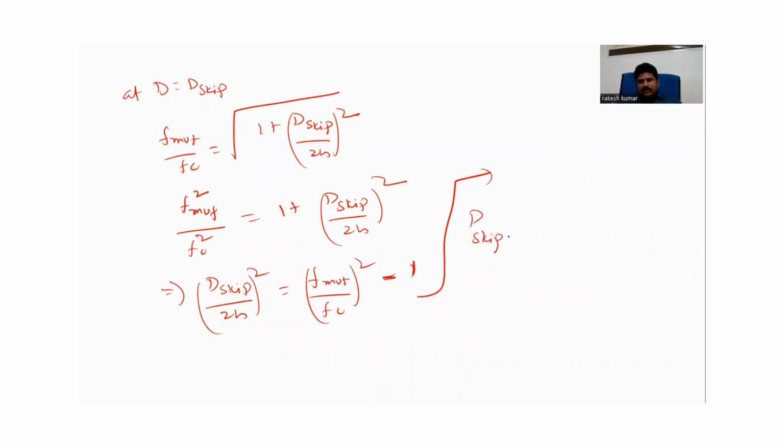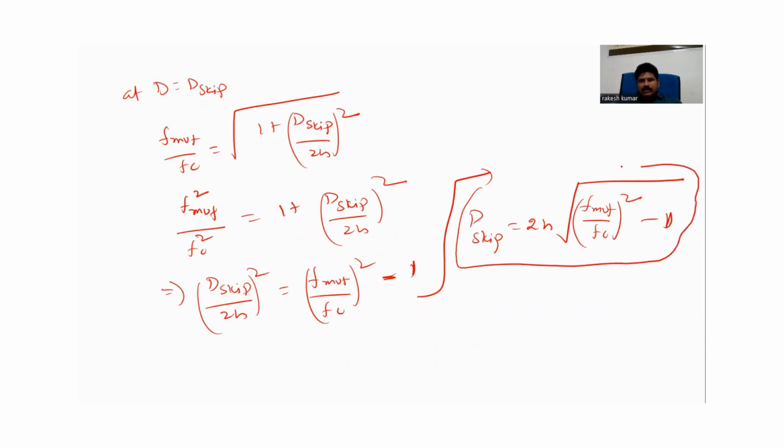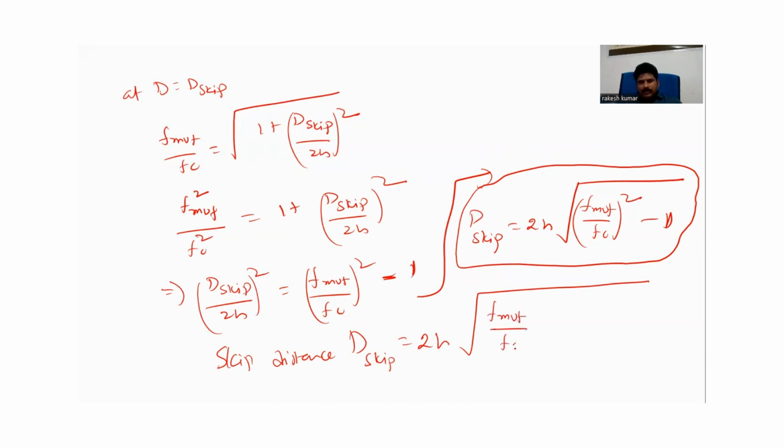Therefore, from this, I can finally write d skip. What is the expression of the d skip? d skip is equal to 2h into root of (fmuf by fc) whole square minus 1. Okay, so this is the final expression for skip distance. The skip distance d skip is equal to 2h into root of (fmuf by fc) whole square minus 1.